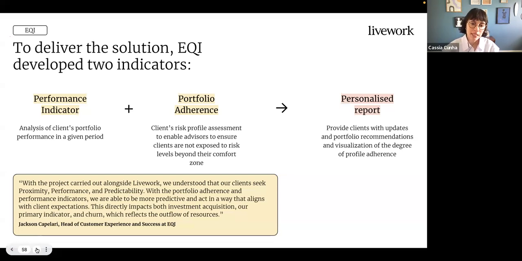So by developing these indicators, they were able to create a personalized report for the clients, and they received positive feedback. And not only they received positive feedback because they were exposing some of the indicators to the clients, but also AKE was able to read better the situation, right? And understand how they were doing regarding clients' expectations. Next one.